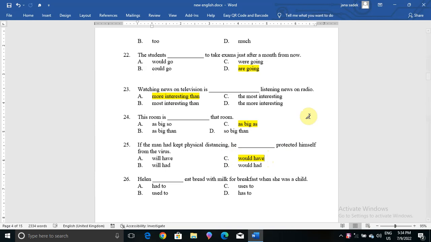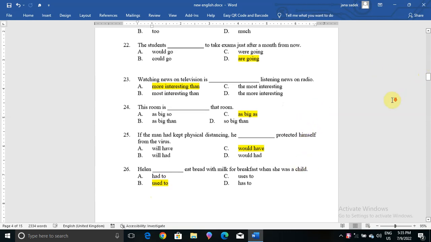Okay, question number 26, it says, Helen dash ate bread with milk for breakfast when she was a child. Now he is talking about something that was happening in the past, but right now it's not happening. She stopped it from before. So we are going to use used to. Why? Because used to is something that was happening before, but now she stopped it. So the correct answer for question number 26 is used to, which is choice B.